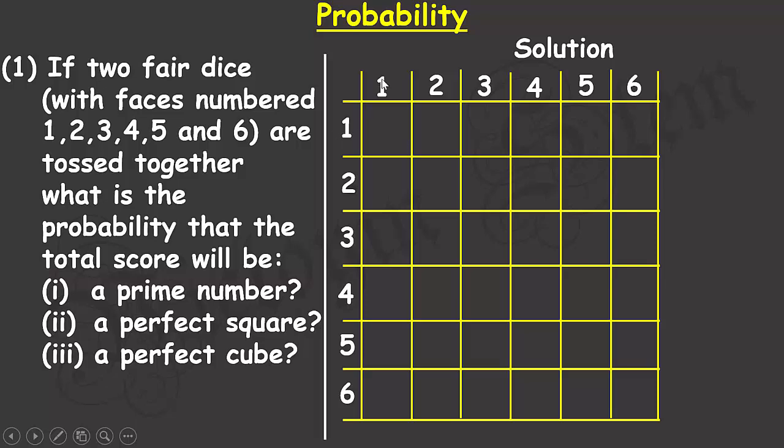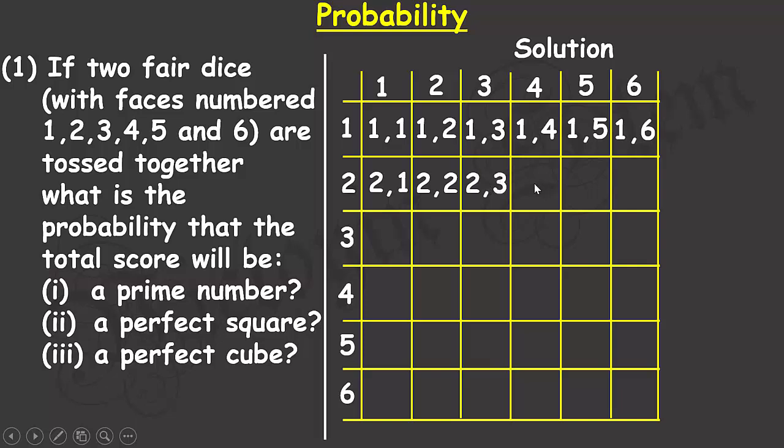So if I toss it, the possibilities are: I can have a 1 and a 1 showing up, a 1 and a 2, a 1 and a 3, a 1 and a 4, a 1 and a 5, and a 1 and a 6. In the other way around, it's possible to have a 2 and a 1 showing up, a 2 and a 2, a 2 and a 3, a 2 and a 4, a 2 and a 5, and a 2 and a 6 when I toss the 2 fair dice.